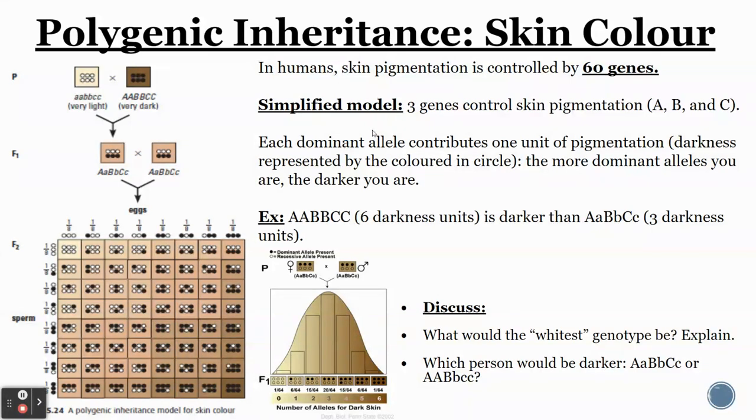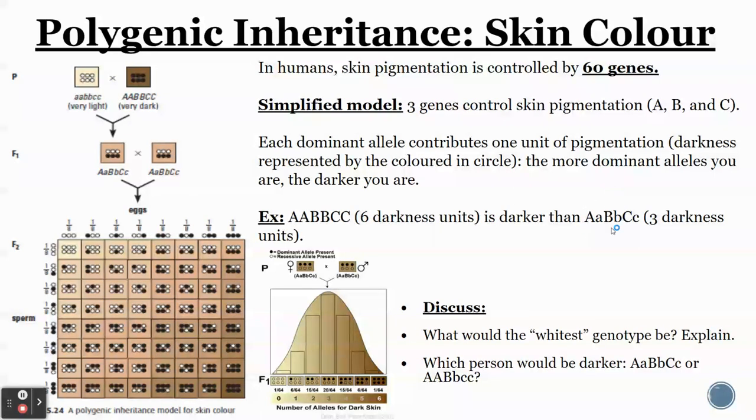So how does that work, though? How can you predict your phenotype? Let's look at a simplified example. Let's just go with 3 genes controlling skin color. So A, B, and C. Every dominant allele you have for A, B, and C contributes a unit of darkness. So the more dominant alleles you have, the darker you're going to be. So if we look over here, we have big A, big A, big B, big B, big C, big C. 6 units of darkness. So in this simplified example, this is the darkest you can get, 6 units of darkness.